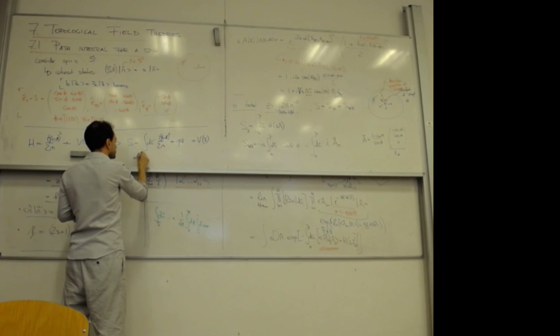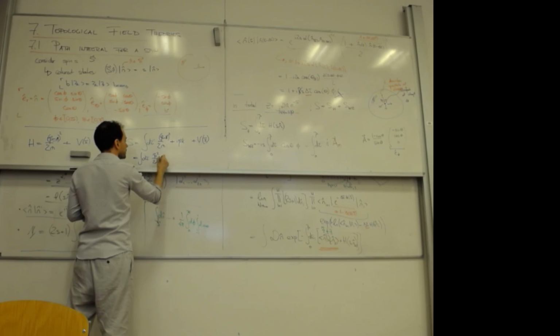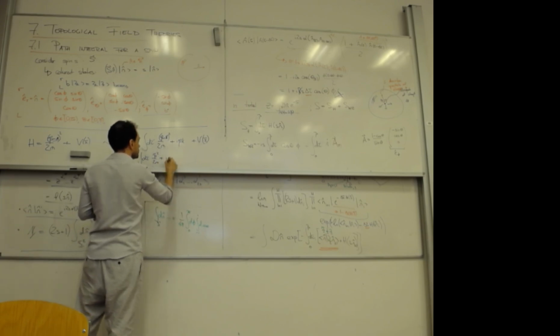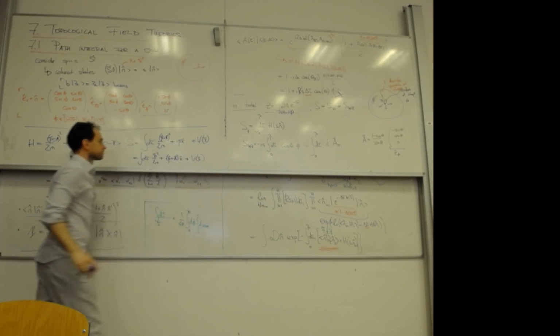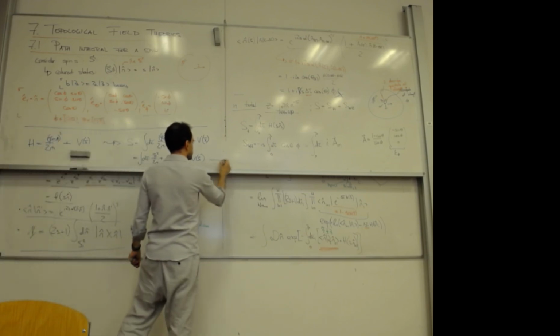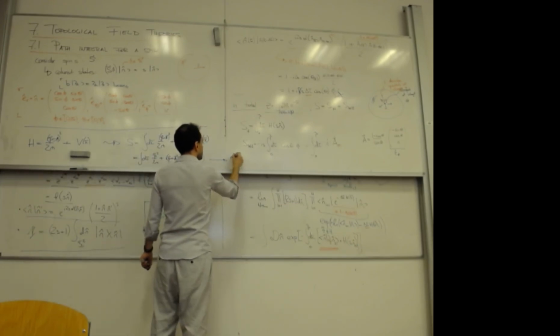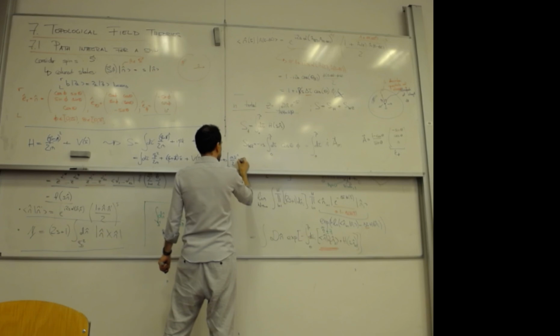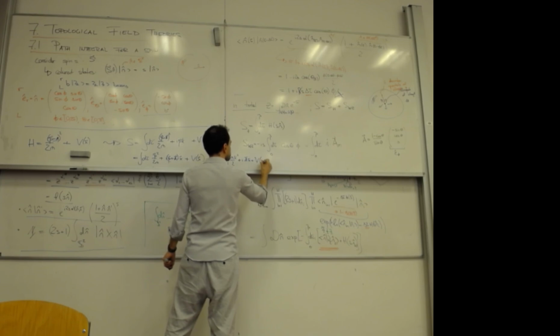I shift this P by A, so I don't do anything except shifting it. It becomes P squared over 2m plus I, so P goes to P plus A, x dot plus d of x. And now I integrate over P. So then I get m x dot squared over 2, of course, plus I A x dot plus d of x.